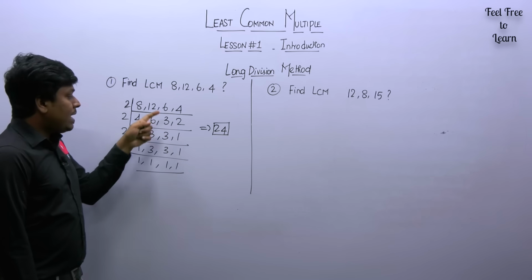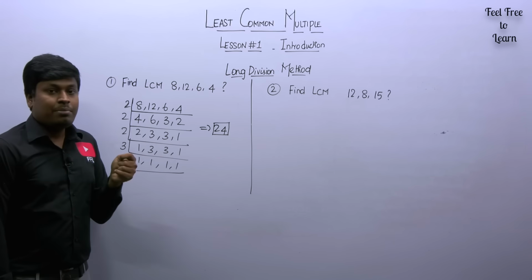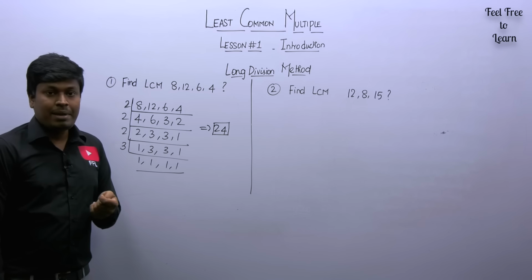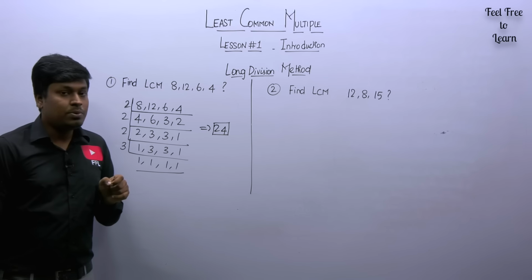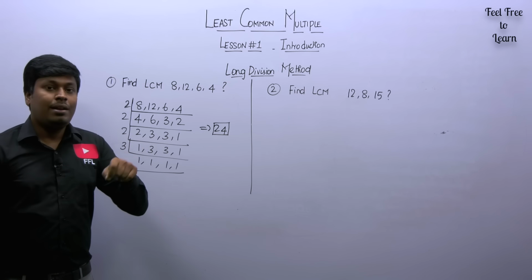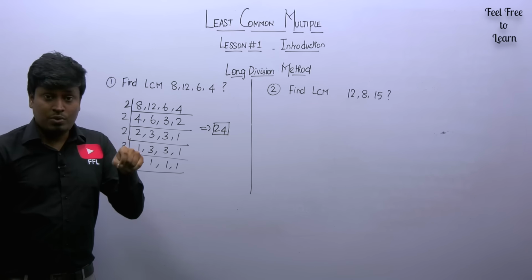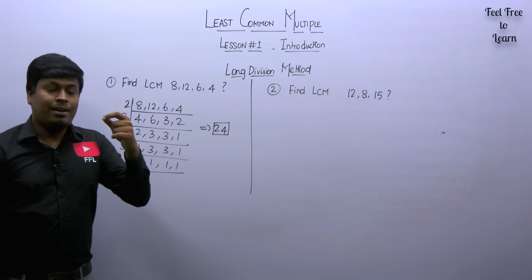Even though we have learned all these in school, remember one thing: some students still make a mistake like starting from 4 or starting from 8. Kindly don't do that. We need to start from 2 and then 3 and then 5 and then 7.